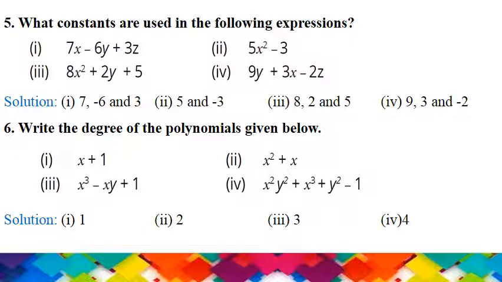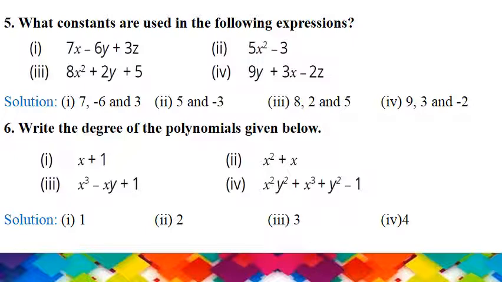In the third one, x cube minus xy plus 1, three terms are involved. In the first term, the power or exponent is 3. In the second one, the exponent is 2 because x has exponent 1 and y has exponent 1. When we add them, it becomes 2. So in the given expression, the highest exponent is 3. So the degree of the polynomial is 3.